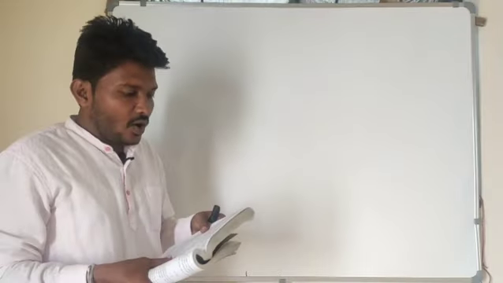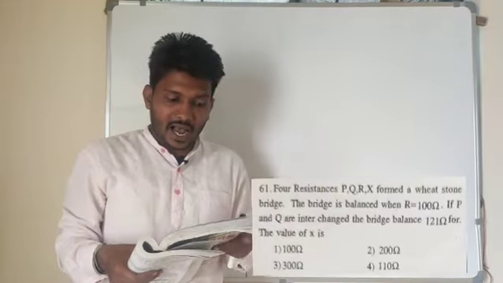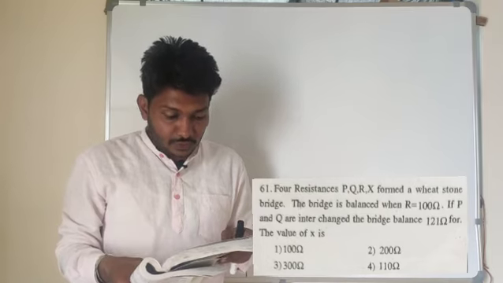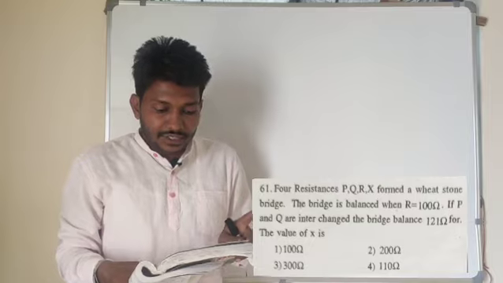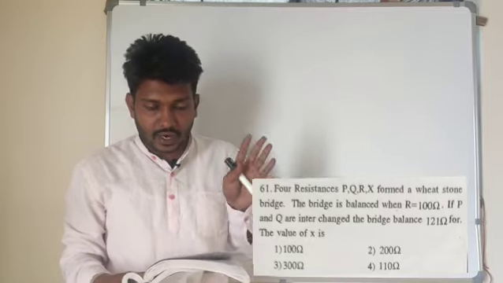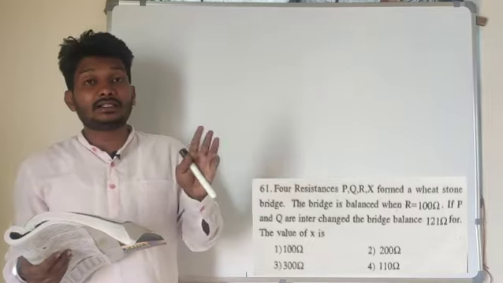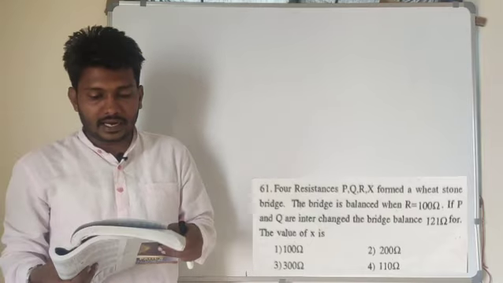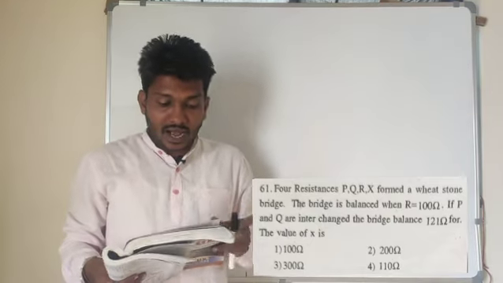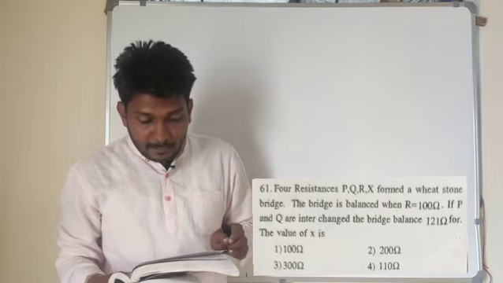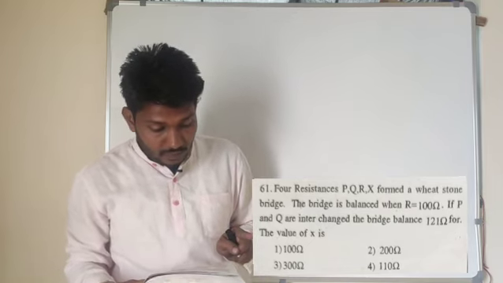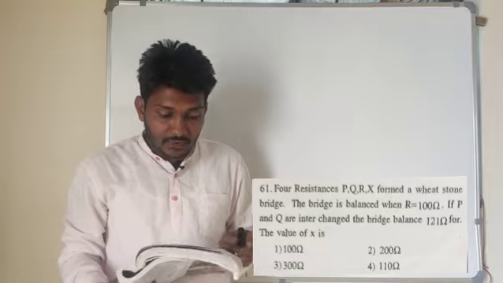Okay, fine. Next one. Four resistances P, Q, R and X form a Wheatstone bridge. The bridge is balanced when R is equal to 100 ohm. If P and Q are interchanged, the bridge balances for 121 ohm. Find the value of X here.